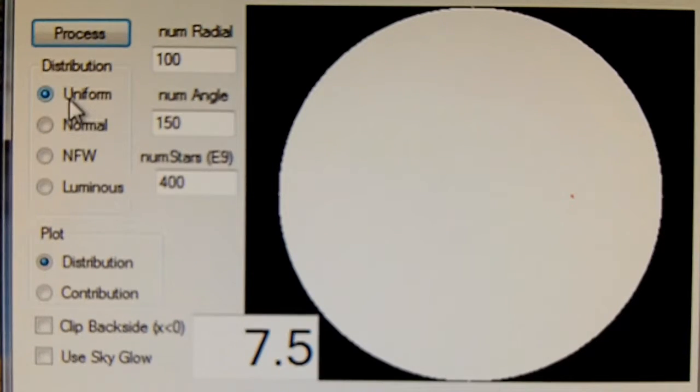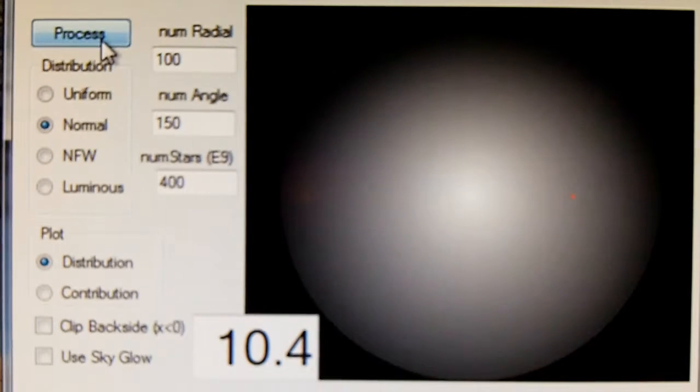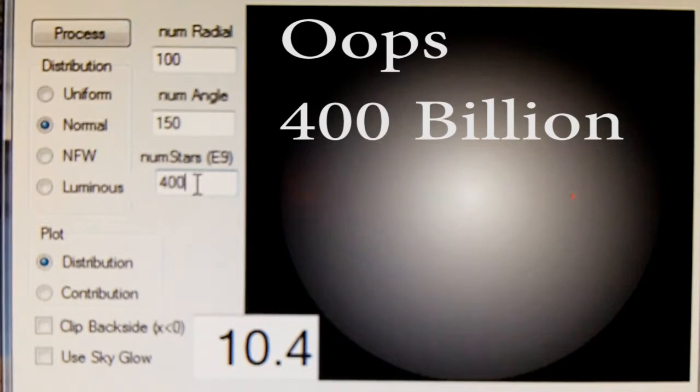We have a uniform distribution just as a check. The uniform distribution turns out to be the darkest night sky because you're spreading the stars evenly over the 100,000 light year disk of the Milky Way galaxy, and so the stars are on average farther away from Earth. Then you have a normal distribution, which is just a statistical distribution, and this gives 10.4 times as bright as a night sky should be over what we're measuring. And again, this is for 400 billion stars.